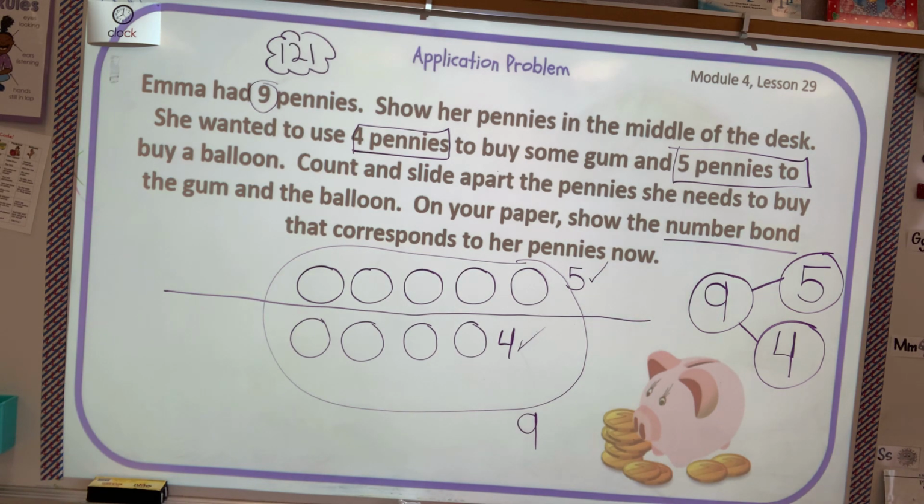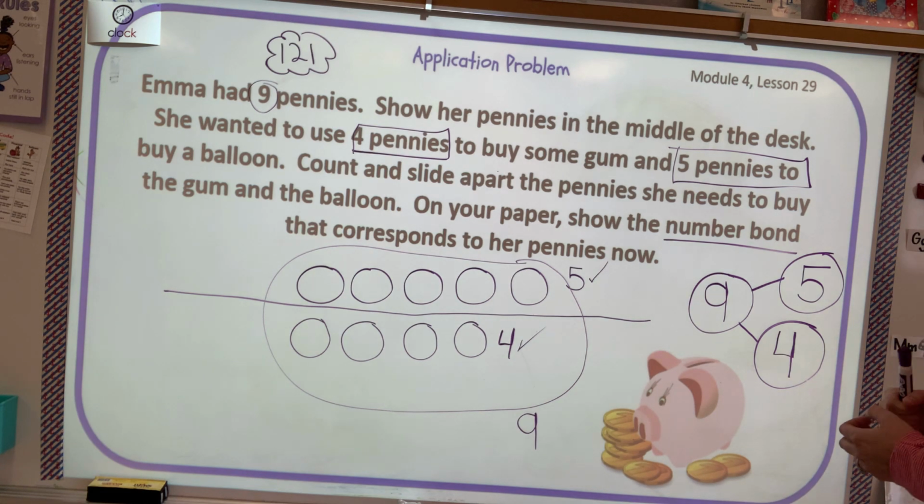Great job, friends, with our application problem. Make sure yours looks similar to mine. Your number bond might be a different way. Maybe you put 4 first instead of 5. That's okay. What number can we not change in our number bond? What number has to go in a specific place? Estelle? The whole. The whole. Very good.